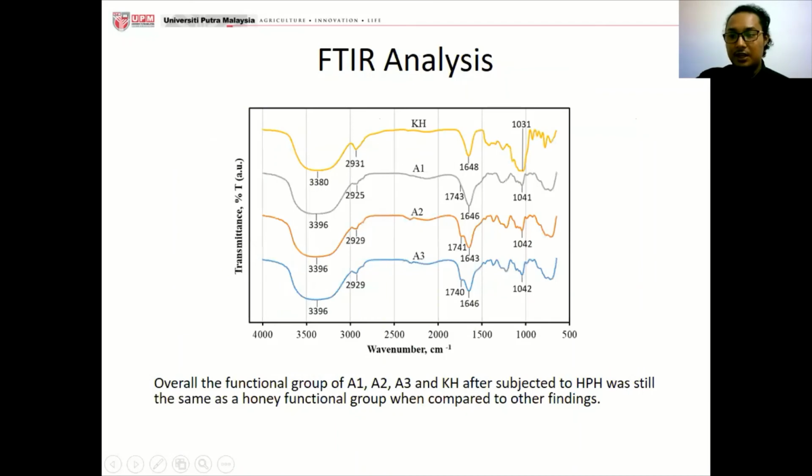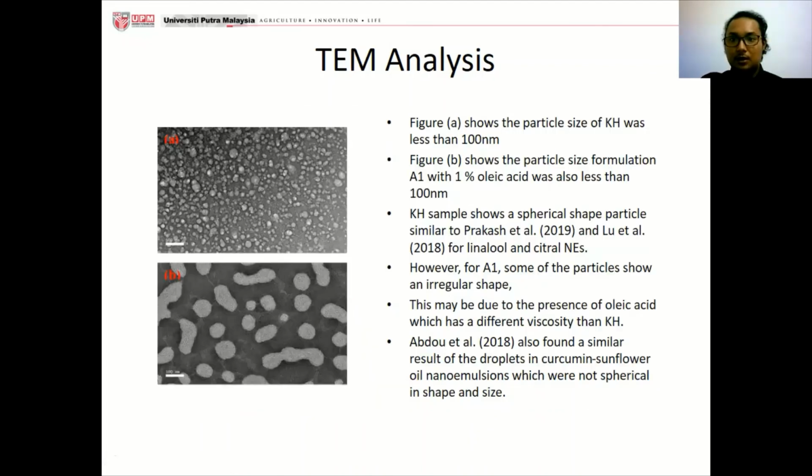So this is the FTIR analysis. Basically, FTIR analysis is to study the functional groups of my nanoemulsion and compare to the original fluid honey. As you can observe, the functional groups are all the same, but at the wave number 1700, it appears to have a peak for all my nanoemulsions. This peak is just to indicate the presence of oleic acid.